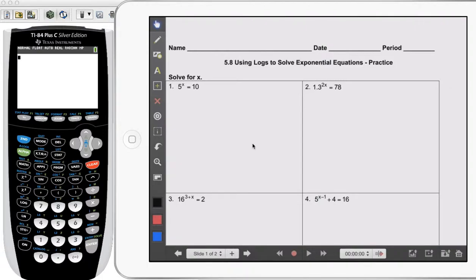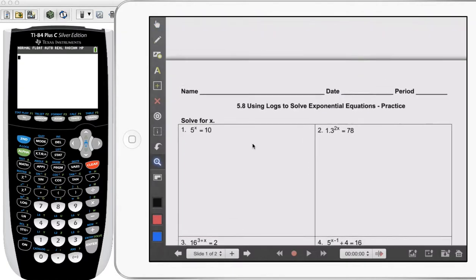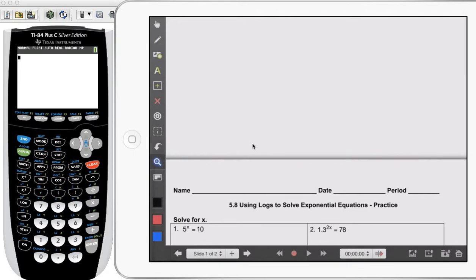Today we'll be working on lesson 5.8, using logs to solve exponential equations. But before we start on our practice sheet, I'd like to review the concept of changing from exponential to logarithmic form. So if I give you this example, 2 to the power 3 equals 8, I want you to remember that we call this a base, we call the power the exponent, and we call 8 the argument.